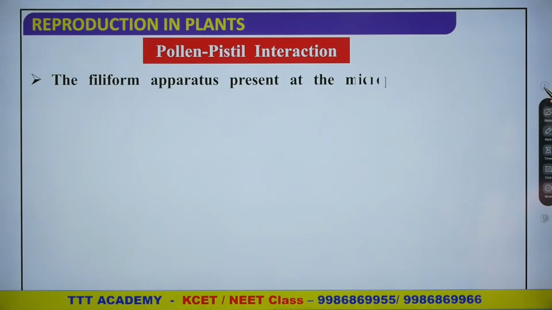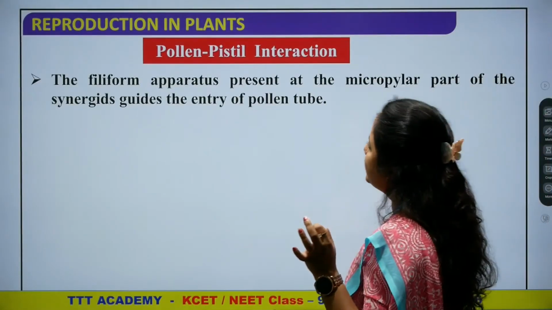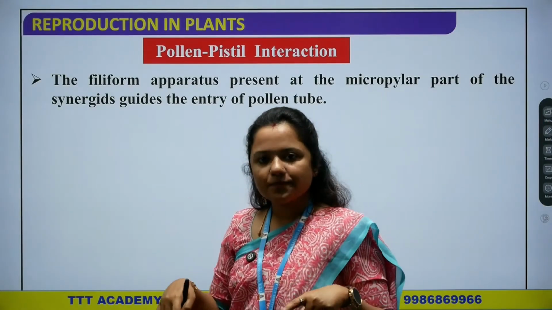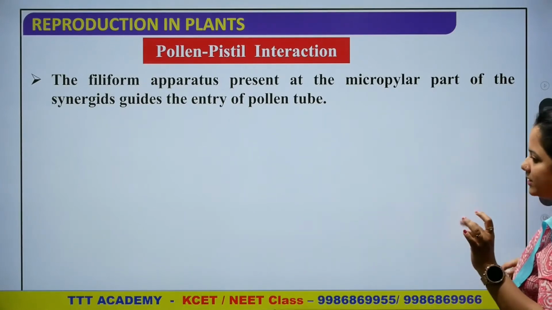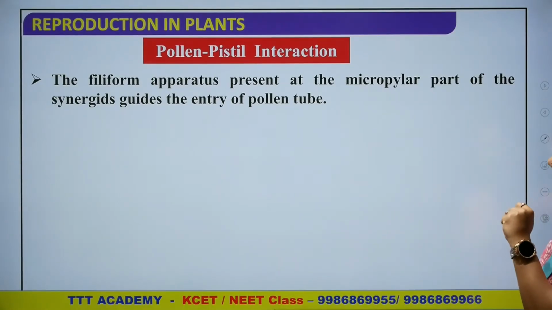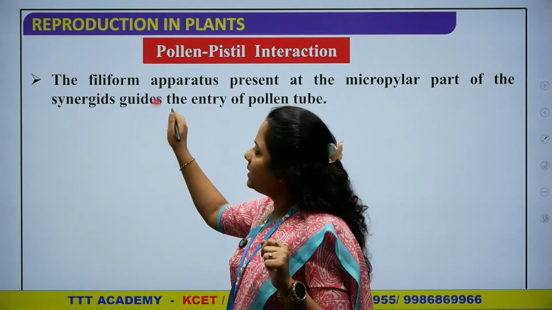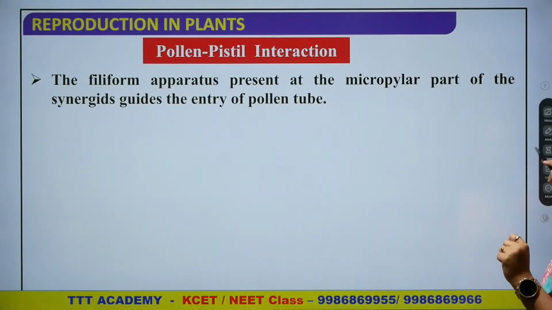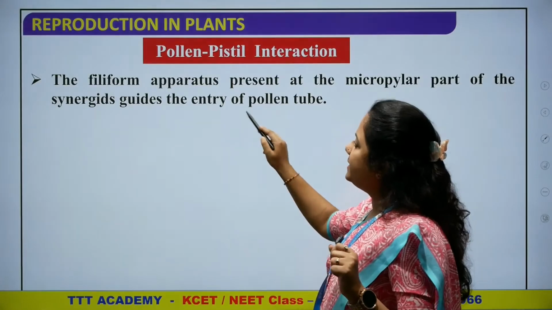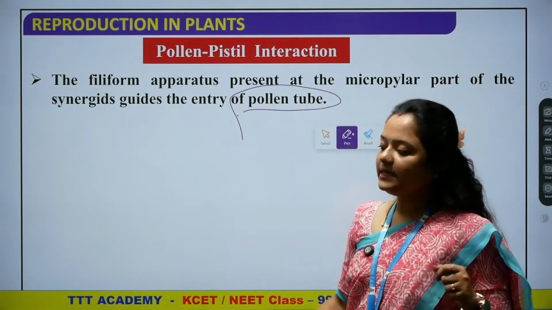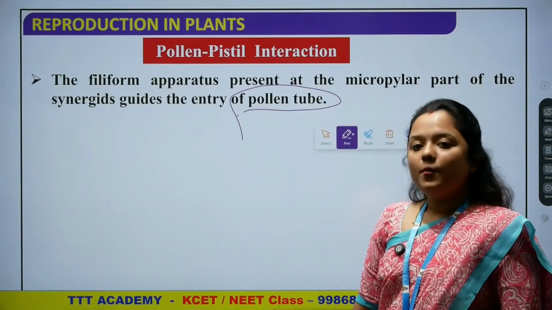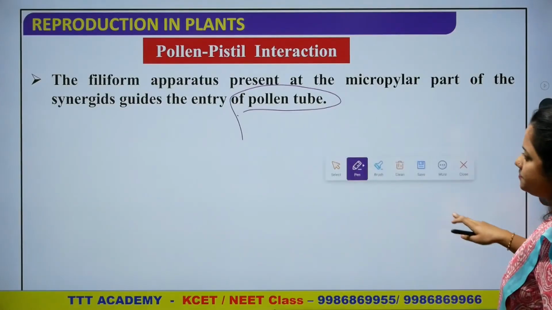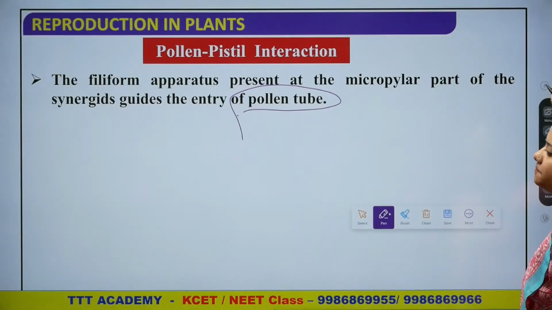Okay, so now the filiform apparatus. Where is the filiform apparatus? That is present on the micropylar end, correct? On the synergids, correct? So what is the function of the filiform apparatus? We know that it is providing guidance for the entry of the pollen tube. Okay, it is giving the direction for the pollen tube with the nucleus to move inside to the egg cell, correct? Egg apparatus.